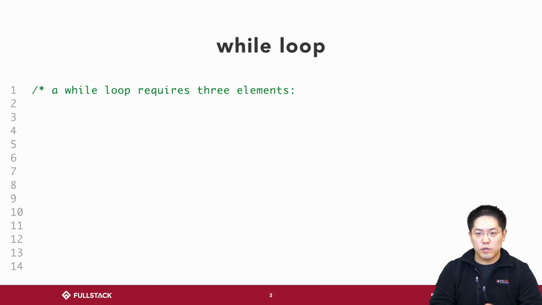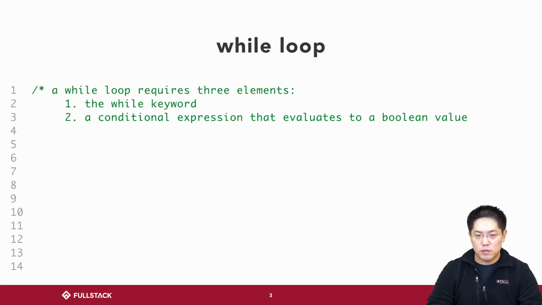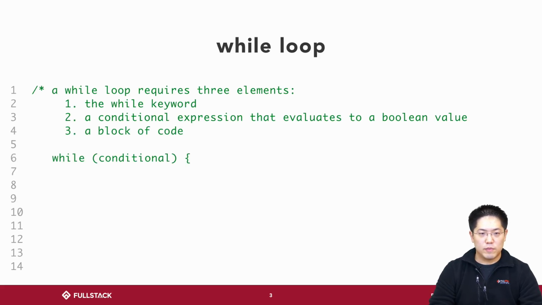A while loop requires 3 elements: the while keyword itself, a conditional expression that evaluates to a Boolean value, and then a block of code. So here we have something like a while conditional, the block of code, and then the end of the block, which is the end of the curly brace. So here you see the while keyword, the conditional expression. This is going to evaluate to true or false, exactly like the if statement, and then the block of code in between the curly braces.